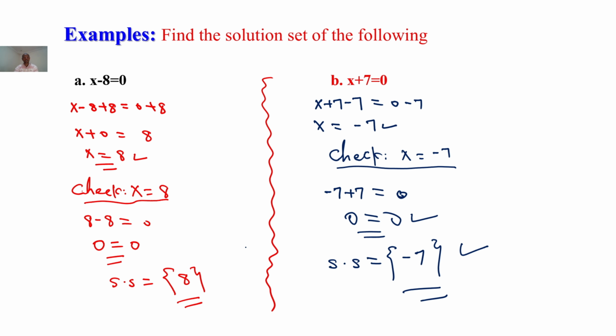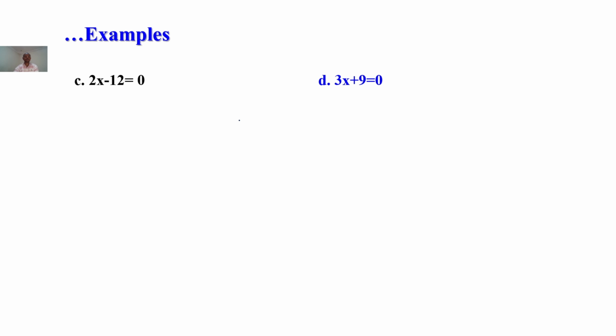I think this is so clear. If it is subtraction, you have to add on both sides. If it is addition, you have to subtract on both sides. After that, you get the value of x, or variables, or unknowns that we have. Let us continue with the next one.